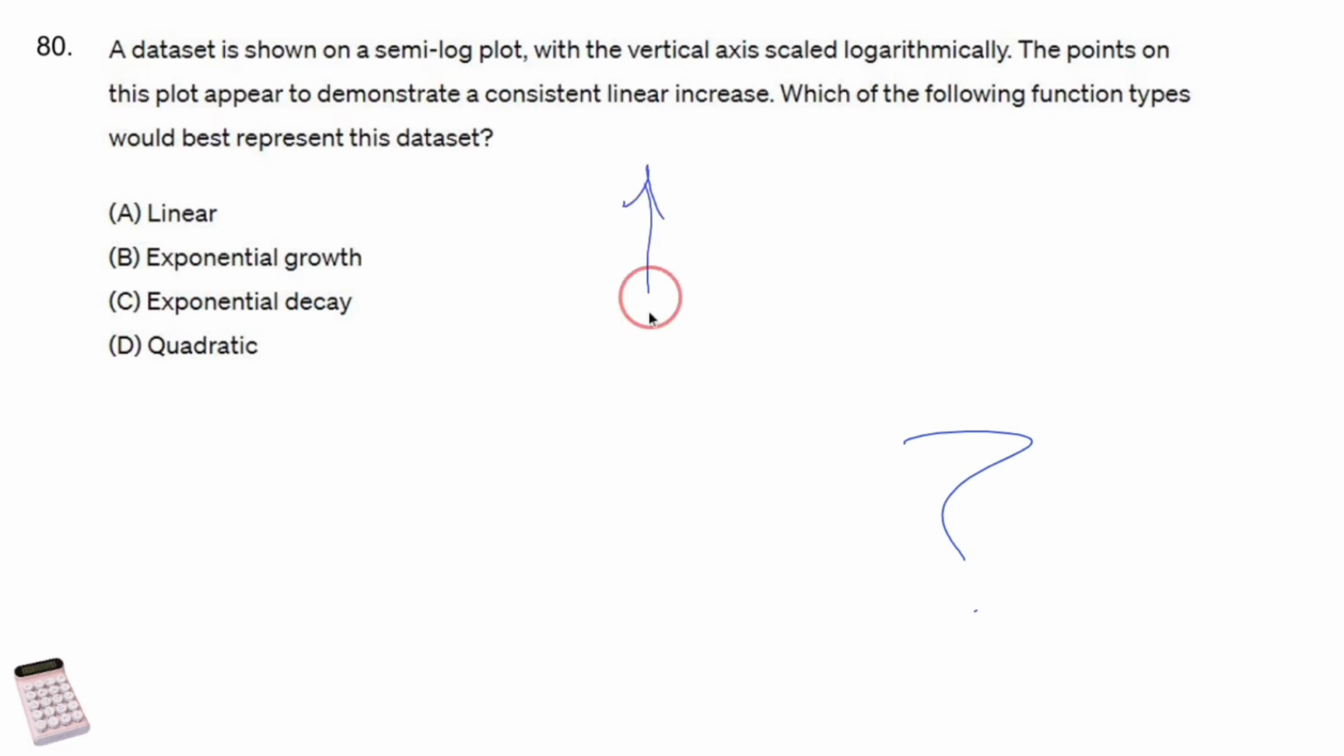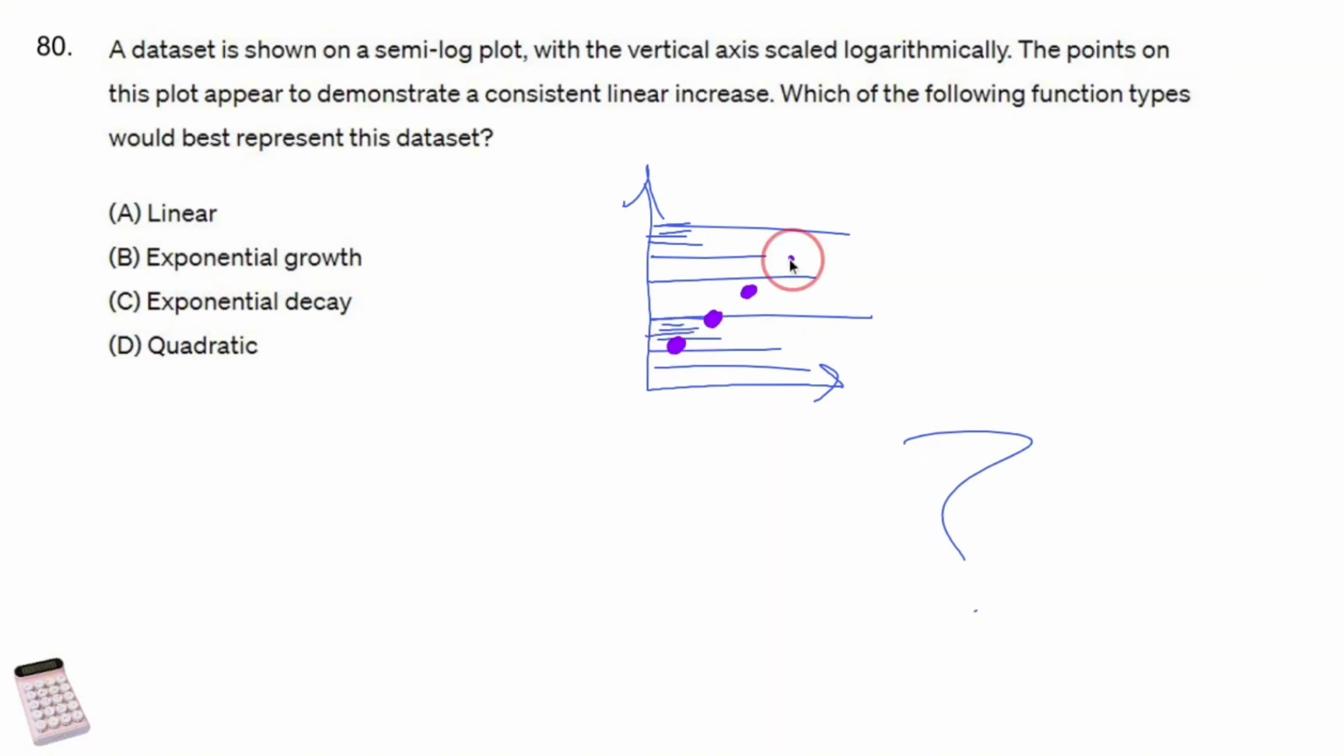If you have a semi-log plot, and I'm not even going to attempt to really draw this, you might remember semi-log plots kind of start out here, and then things simplify or get closer to that, and then this happens. If on a semi-log plot you have dots going up and to the right, that does not indicate a linear equation, because semi-log plots have their vertical axis scaled logarithmically. It says that right there. So this is not linear. What you have going on is exponential growth.